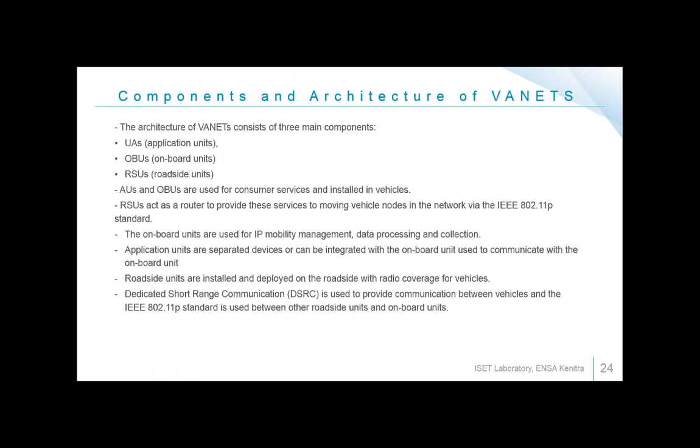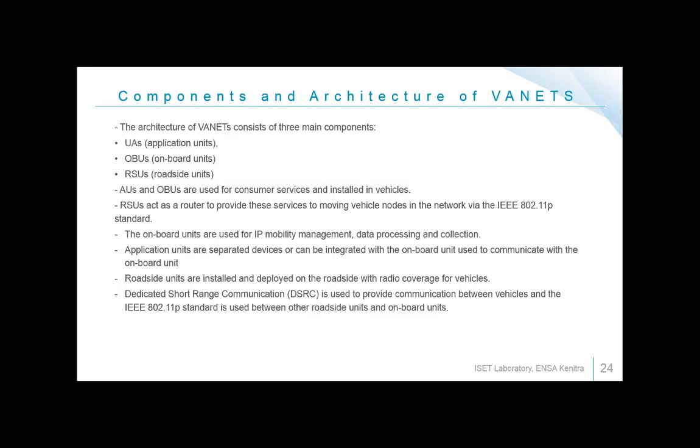Now, components and architecture of a VNS. The architecture of a VNS consists of three main components: AUs, application units, OBUs, onboard units, and RSUs, roadside units. AU and OBU are used for consumer service and installed in vehicles. RSUs act as a router to provide these services to moving vehicle nodes in the network via the IEEE 802.11p standard. The onboard units are used for IP mobility management, data processing, and collection. Application units are separate devices or can be integrated with the onboard unit, used to communicate with the onboard unit. Roadside units are installed and deployed on the roadside with radio coverage for vehicles.